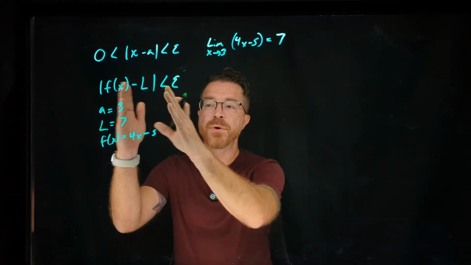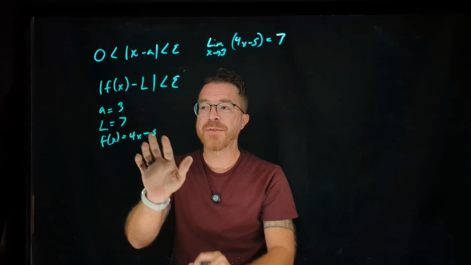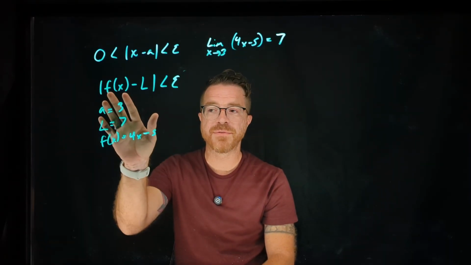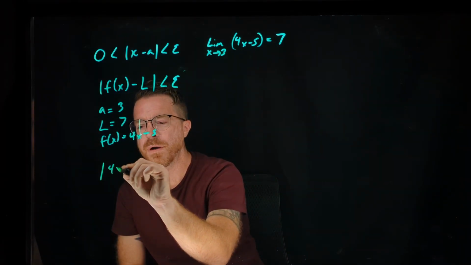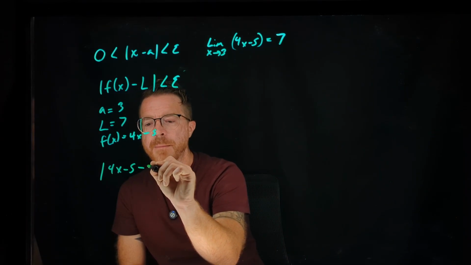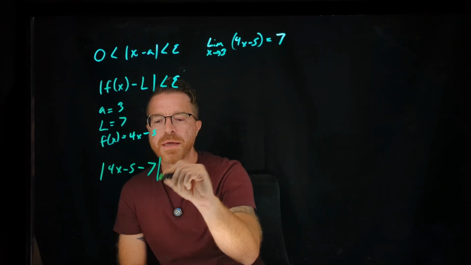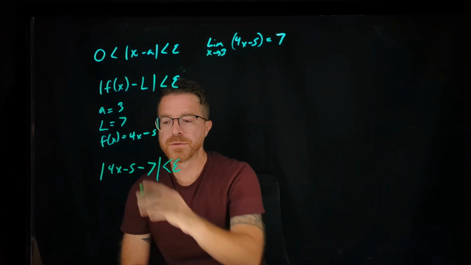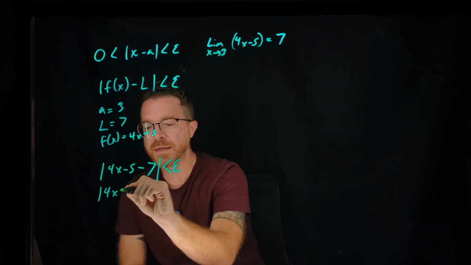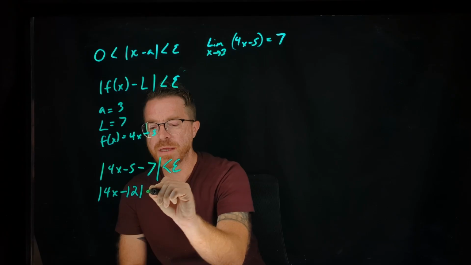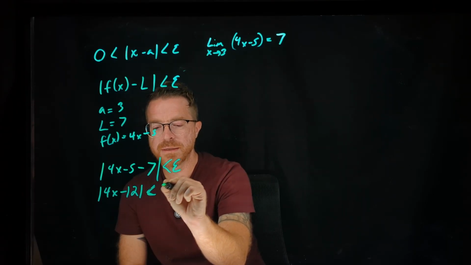So now what we're going to do is focus on this here, and we're going to plug f of x in, so 4x minus 5 into f of x. We're going to plug 7 into L, and we will have that the absolute value of 4x minus 5 minus 7 for L is going to be less than our epsilon. So minus 5 minus 7 is the absolute value of 4x minus 12 is less than epsilon.